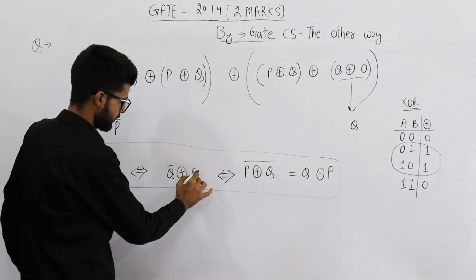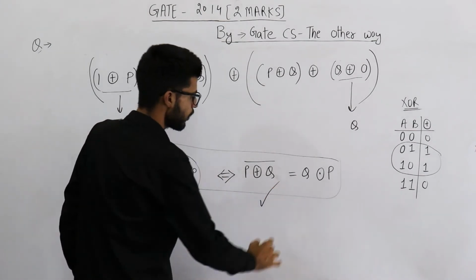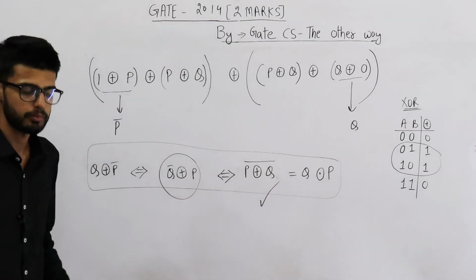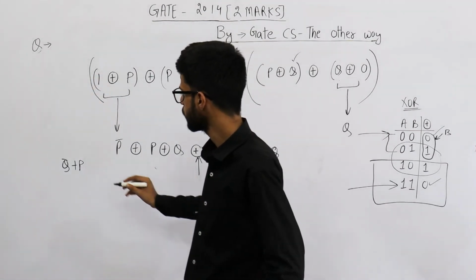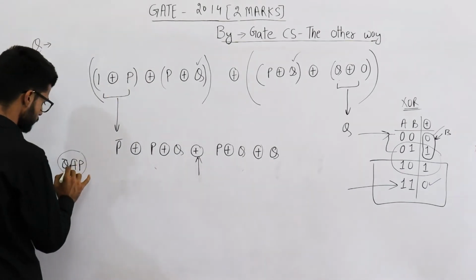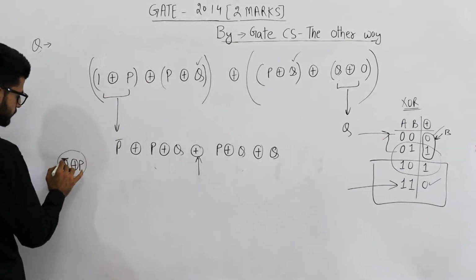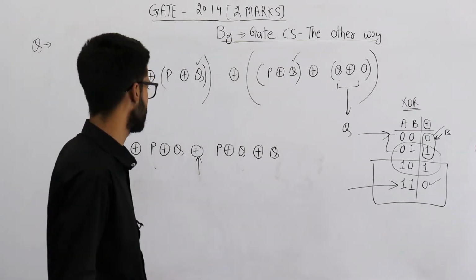This one was your answer upon solving it, and this one is present in the options. So option D is correct here. We have already solved this question and we got Q bar XOR P as our answer. But let's solve it in one other way.